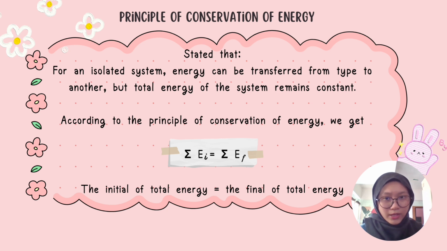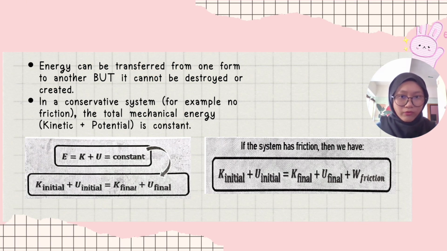This is 5.2b, Principle of Conservation of Energy. The principle of conservation of energy states that for an isolated system, energy can be transferred from one type to another, but the total energy of the system remains constant. According to the principle, we get sigma initial E equals sigma final E, or the initial total energy equals the final total energy. Energy can be transferred from one form to another, but it cannot be destroyed or created. In a conservative system, for example with no friction, the total mechanical energy, kinetic plus potential, is constant.